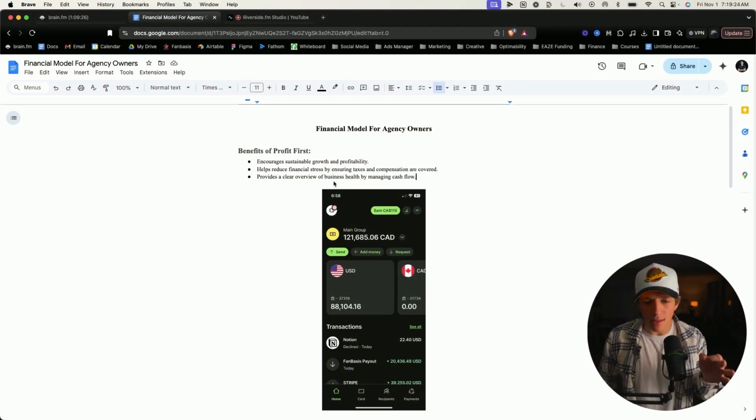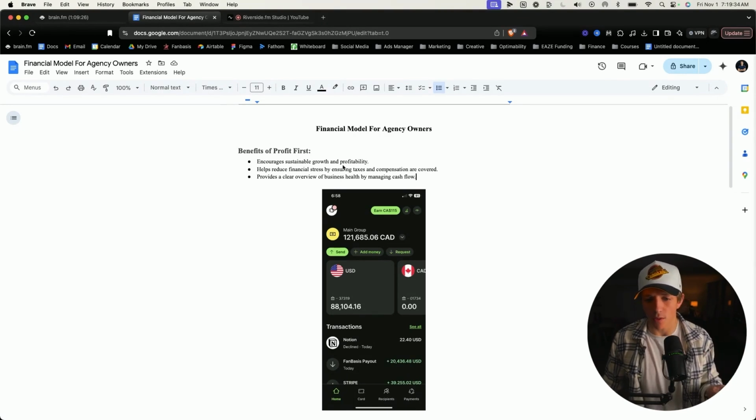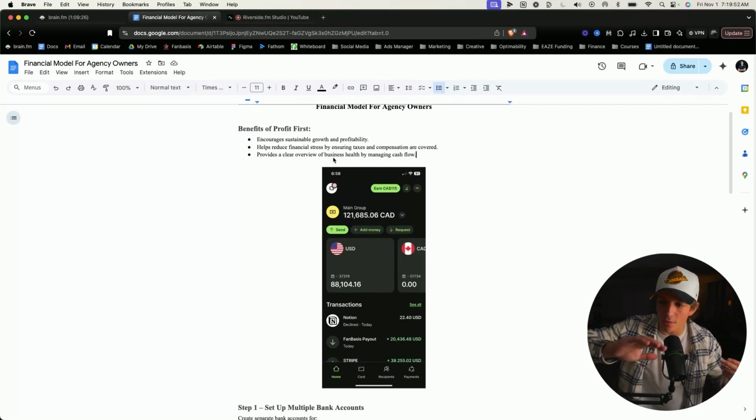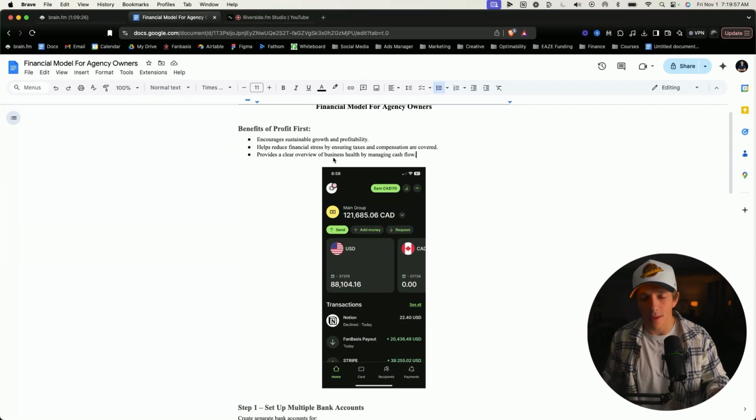So the method that we use is the Profit First method. Now, there's an entire book on this, and I encourage you to read that book. But the three main benefits of it are, first of all, it's always going to encourage sustainable growth and profitability. It's going to help reduce financial stress by ensuring that your taxes and your compensation are always covered. And lastly, it's going to provide a clear overview of business health because you can manage your cash flow much more effectively than if you just load all your money into your bank account, send out all your expenses and just hope to God there's money left over. That's a terrible way of doing business. This is a much smarter, much more efficient way.